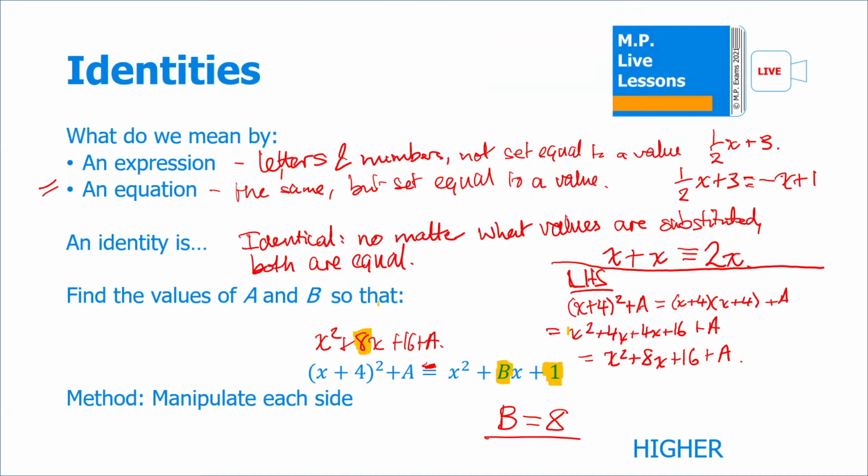And then this number right here would be equal to the rest, 16 plus a. So we can make our own little equation. 16 plus a equals 1. a equals 1 minus 16, and we get negative 15. Those are our two values.